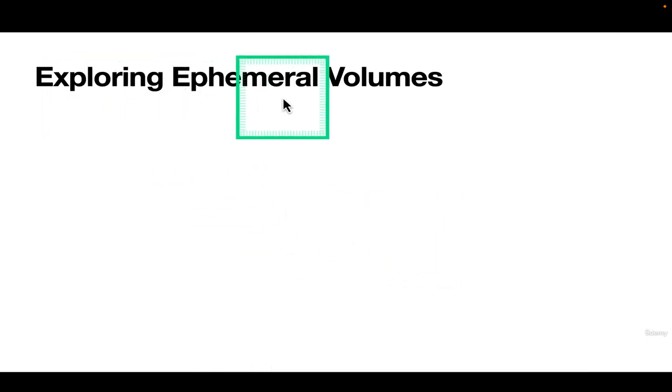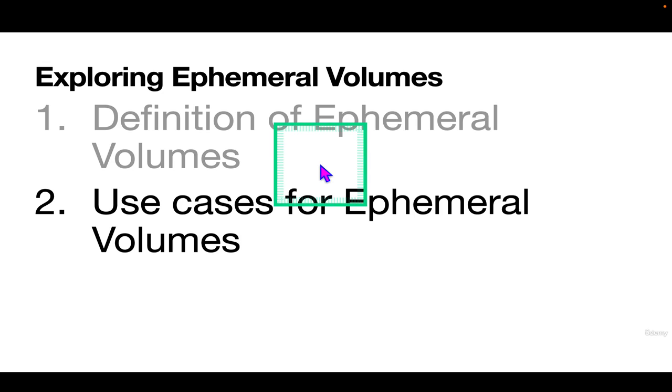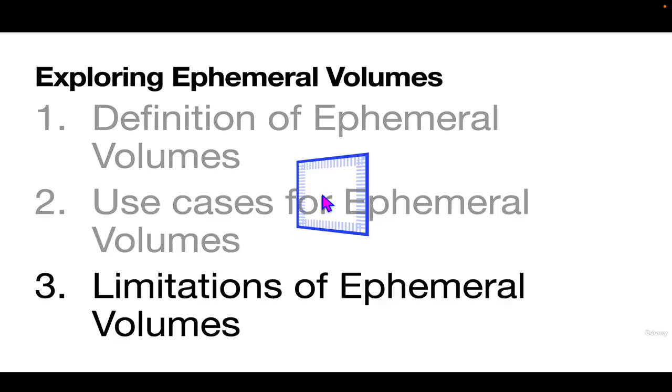Exploring ephemeral volumes. So, definition of ephemeral volumes. Ephemeral volumes are temporary storage resources that have a life cycle tied to the pod they are attached to. Use cases for ephemeral volumes. Use cases include caching, temporary data processing, or storing sensitive information that should not persist. Limitations of ephemeral volumes. Limitations include non-persistent storage and potential data loss upon pod termination.